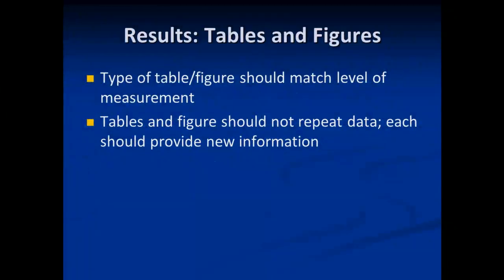Okay, so what about tables and figures? First of all, the type of table and figure should match the level of measurement, and we're going to see examples of that. And as we said before, they should not repeat the data. We talked about tables and figures versus text. What about tables versus figures? Do not just create a figure where you've already created the table with the same information just because you want a figure in there. A figure should be adding something that the table doesn't have, and vice versa, okay?